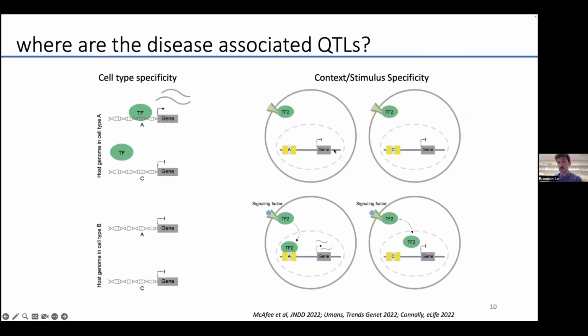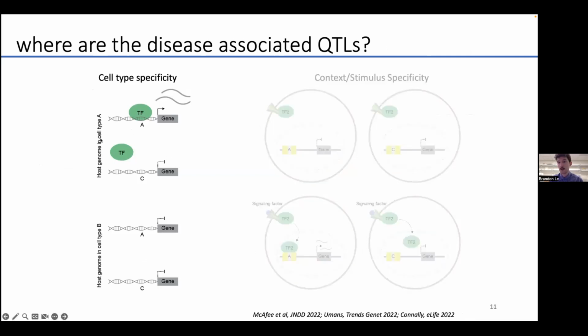So two possibilities are that genetic variants will only exert their effects on gene expression or chromatin accessibility in certain cell types and in certain contexts or stimulated states. So let's take first the example of cell type specificity. Imagine here a variant that could be either A or C. And if this variant is in a particular cell type on the bottom, perhaps this cell type doesn't express a transcription factor that would bind to this site.